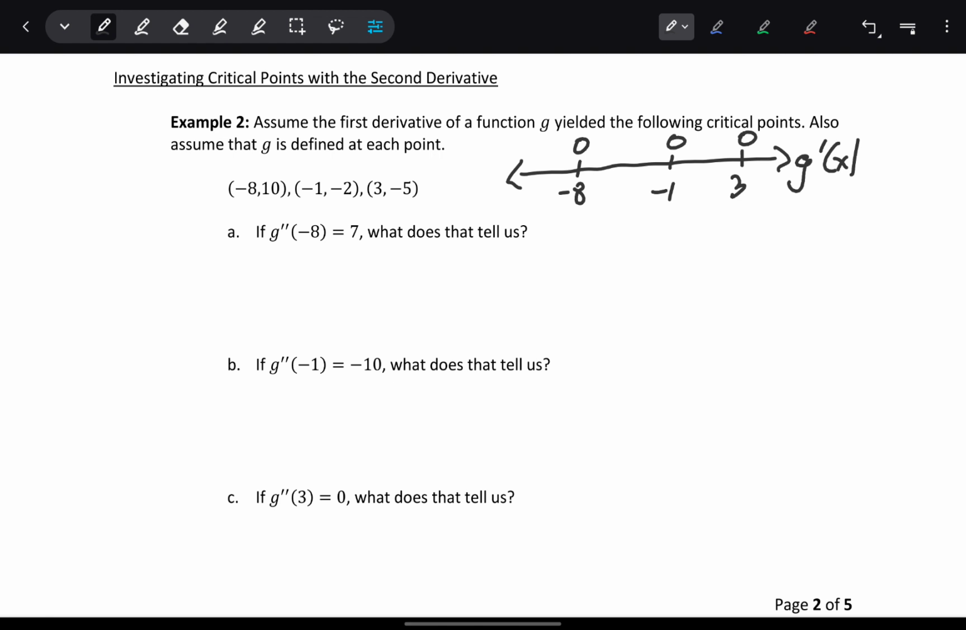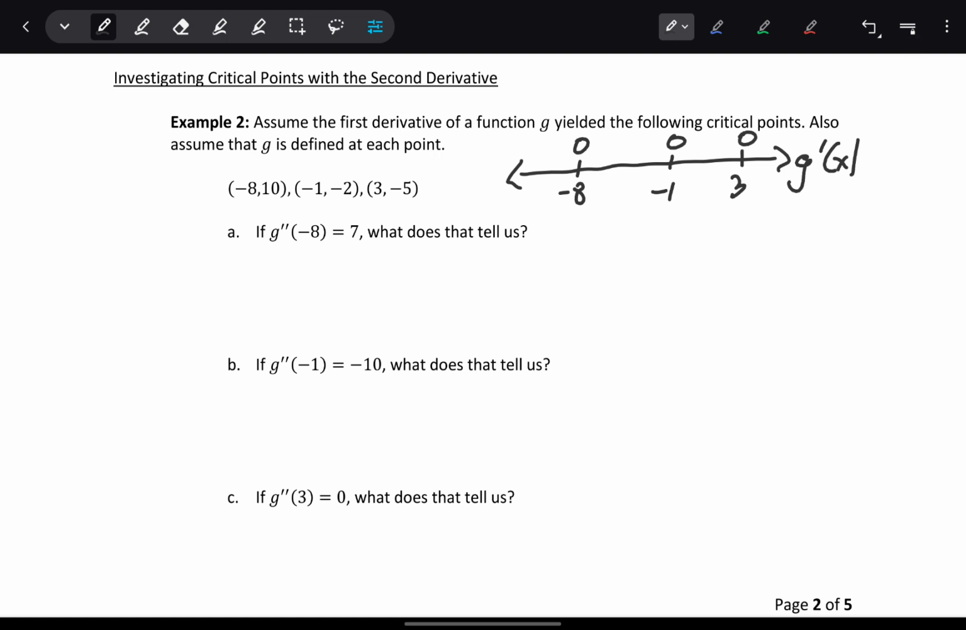Now, instead, what we're going to do is look at the information the second derivative gives us to classify each of these points, or try to classify each of those critical values as a maximum or a minimum, keeping in mind that the answer might be neither.